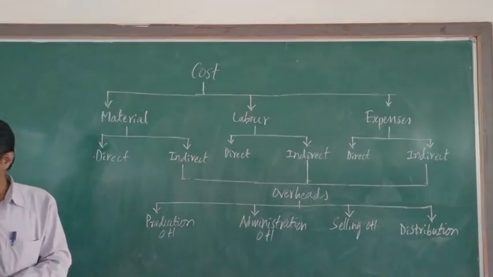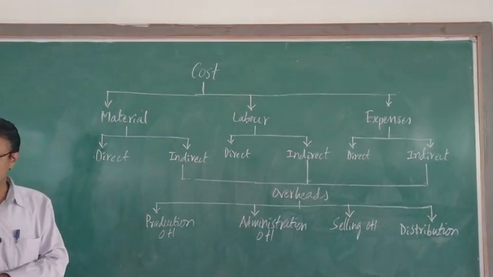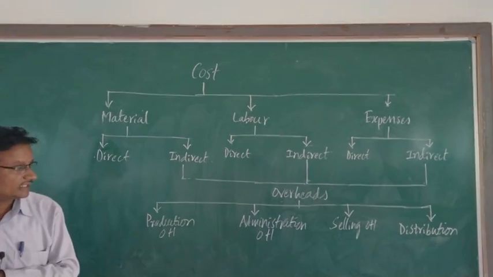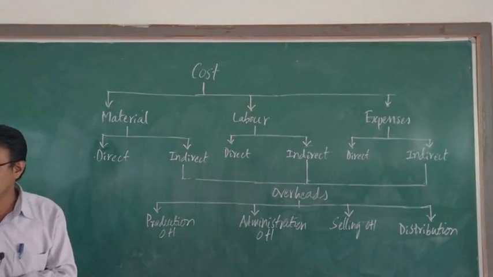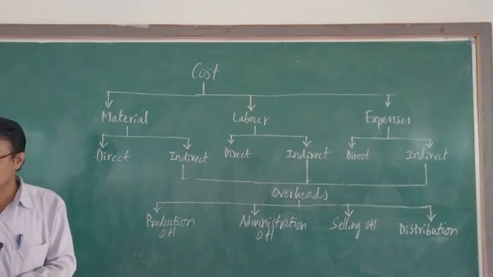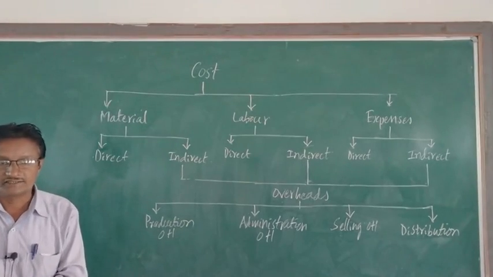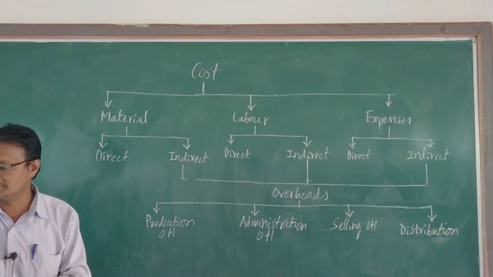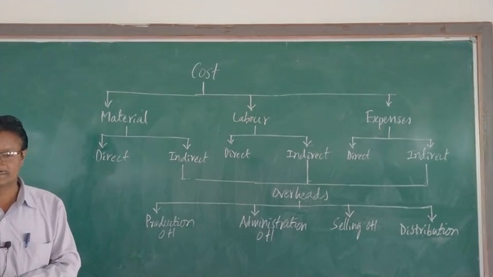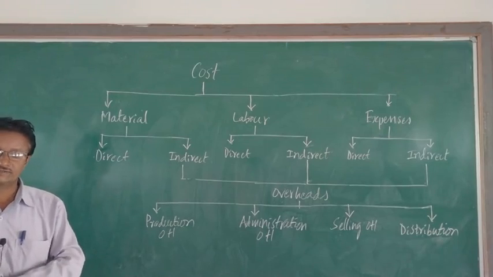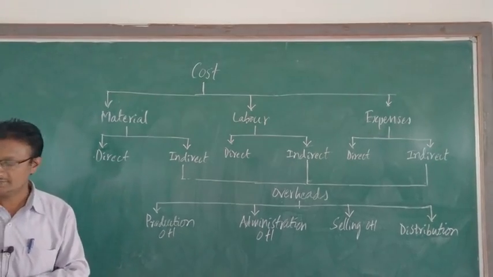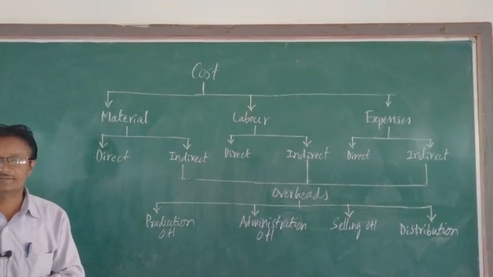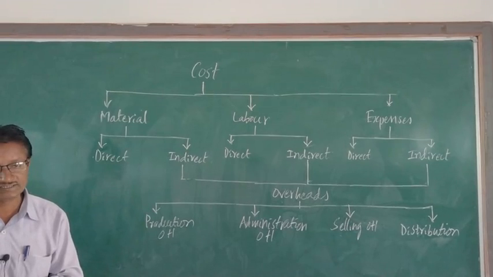Next, what is administration overhead? Administration overhead includes all expenses incurred in the direction and control and administration of an undertaking. So, all expenses incurred in connection with direction, control, administration, etc. of an undertaking, it is called administration cost.